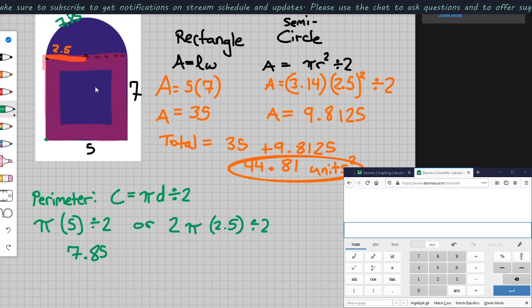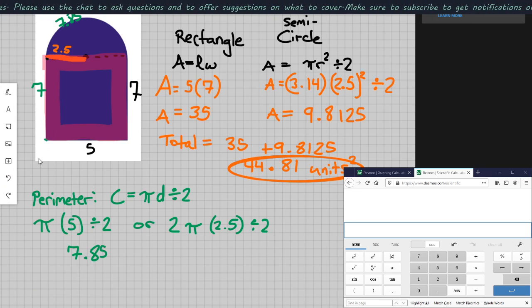Well, since it's a rectangle, if this is 7, this is 7. They're congruent. But we do not need to worry about this 5 and adding it up because that's on the inside, that's not on the outside. For the perimeter, we're only caring about the outside. So since I already have 7.85 written, I'll write it below.